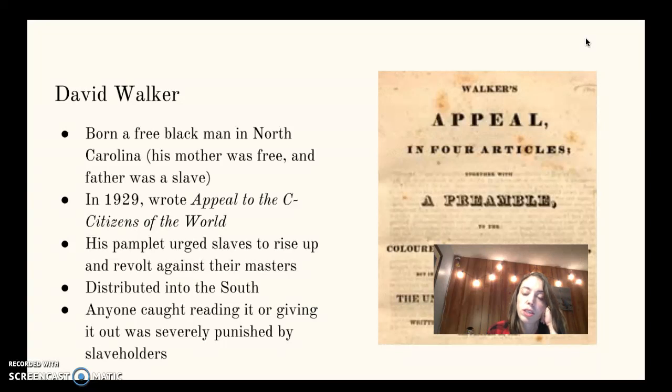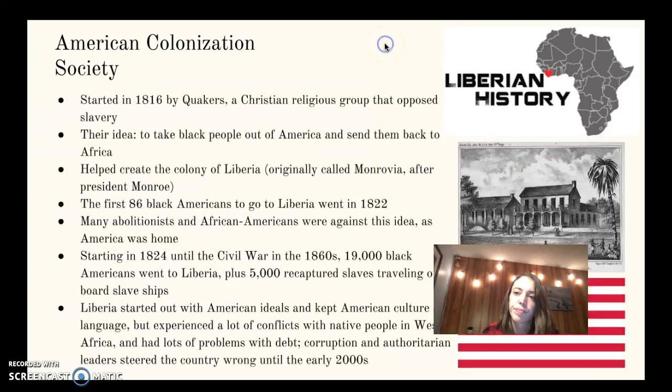So he figured, let's stuff these crates with all these pamphlets, and maybe there'll be some slaves who can read and they'll look at it and go, aha, maybe this will give us an idea as to how to revolt or rebel. Slaveholders caught on to this, though, and they had some pretty stiff punishments for anyone who was caught reading it. But it caused quite a stir.